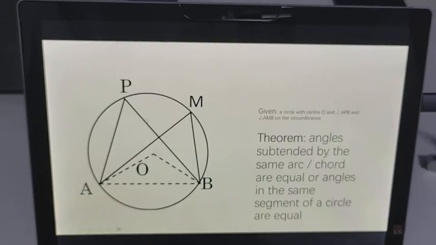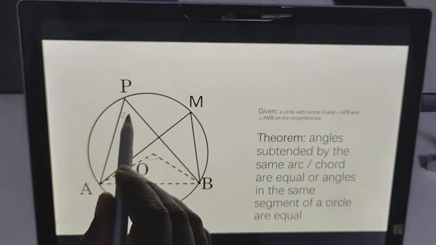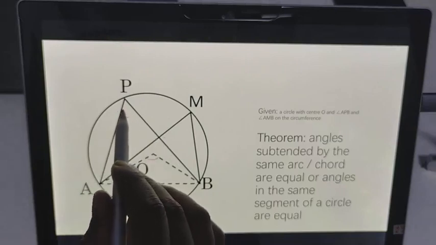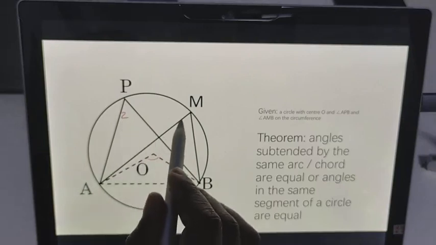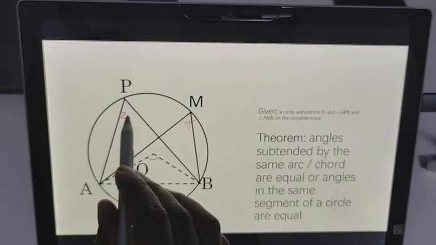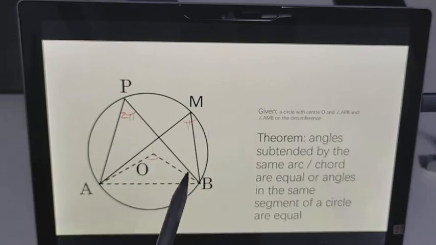are equal. As this theorem states, angles subtended by the same arc AB and the chord are equal. How did we prove it? We had shown that this angle at the center is twice this angle. This angle is twice that angle. The same applies to that. So that angle and that angle indeed are equal.